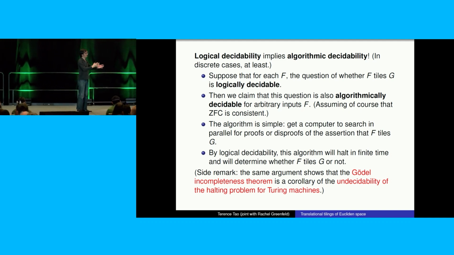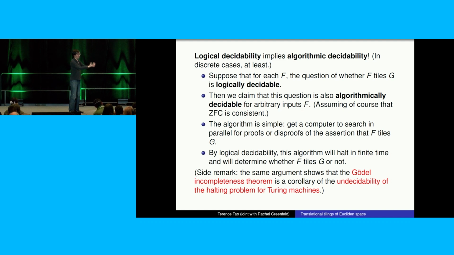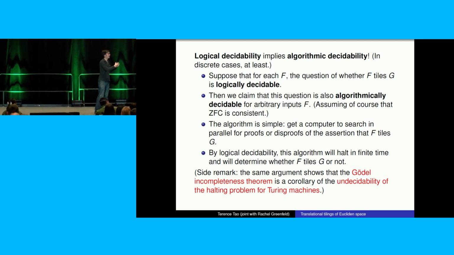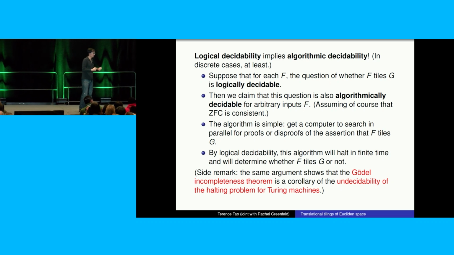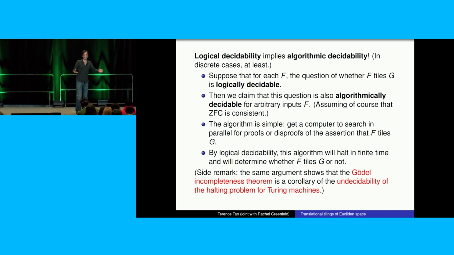So if you know that every tiling question, whether F tiles G, is either provable or disprovable, that gives you an algorithm to test whether it tiles. Okay, there's a caveat. You have to assume ZFC is consistent. But we're going to do that. That gives you an algorithm to test whether a certain tile tiles space or not, because basically you just get your computer to search through all possible proofs or disproofs in ZFC that you tile or you don't tile. And there's only countably many possible proofs and disproofs, and you just go search.